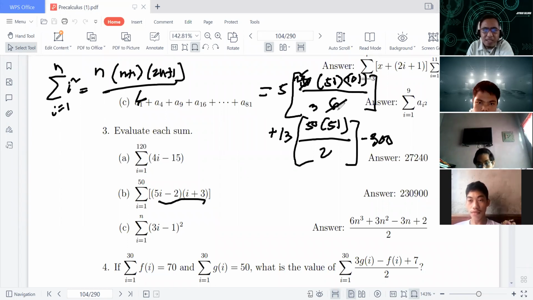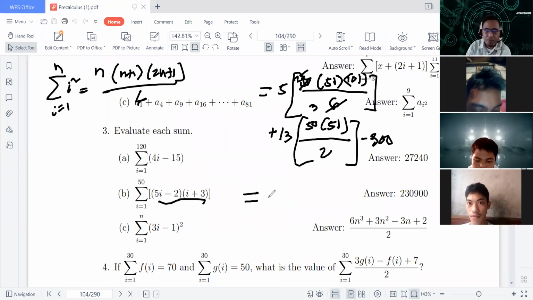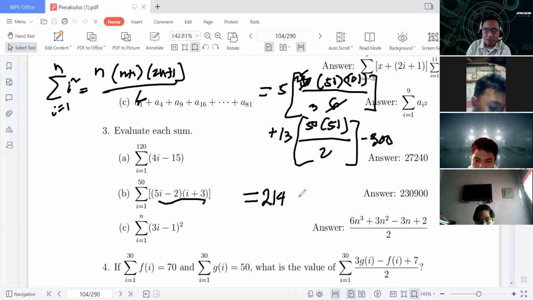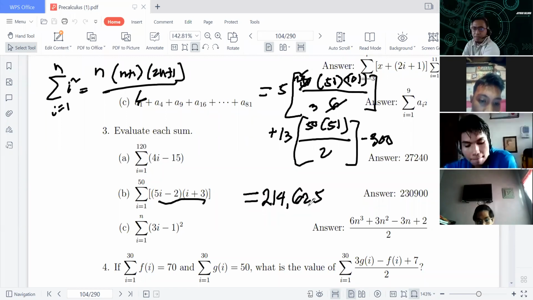Get a calculator. What is 5 times 25 times 51 times 101 divided by 3? Can you tell me the answer? Can you get a calculator and try? 214,625. Yes, sir. So that's the answer in the first part, right?